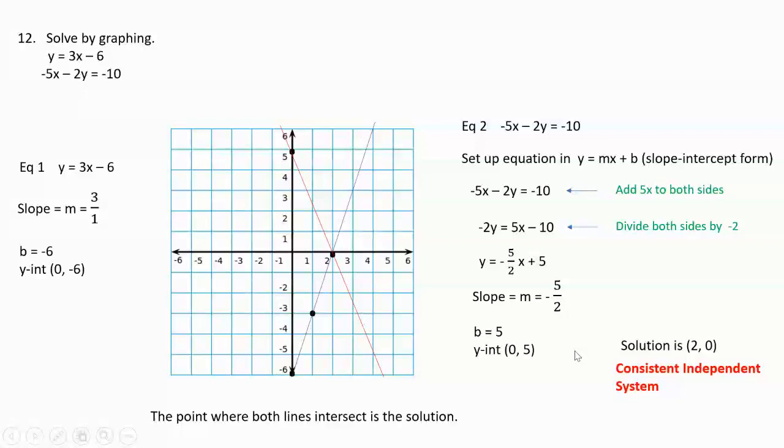Now, consistent independent system, that's a notation, I believe, for the 13, 14. I believe it's more common in the 13, 14 book, which is a pre-cal. But consistent independent means that there's going to be only one solution.